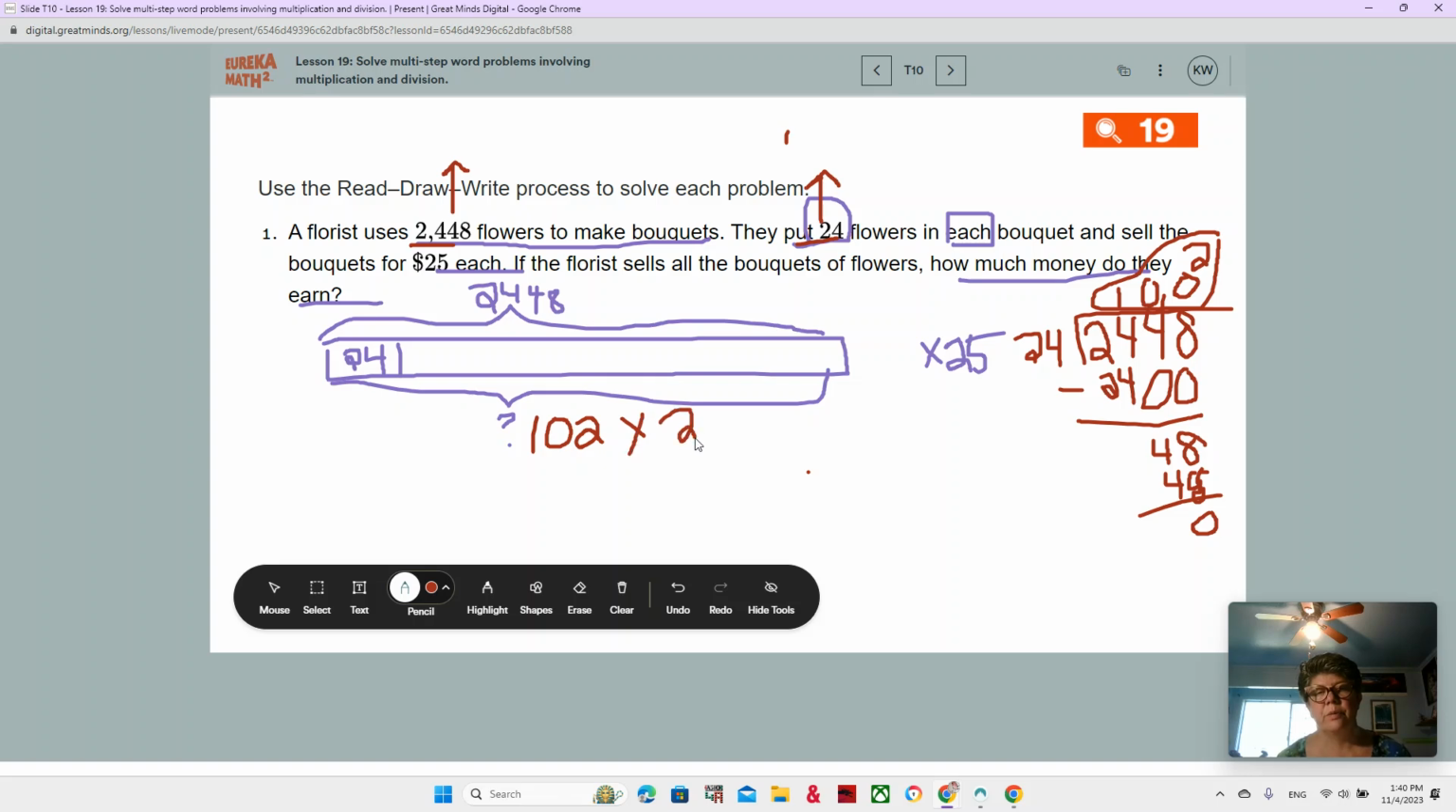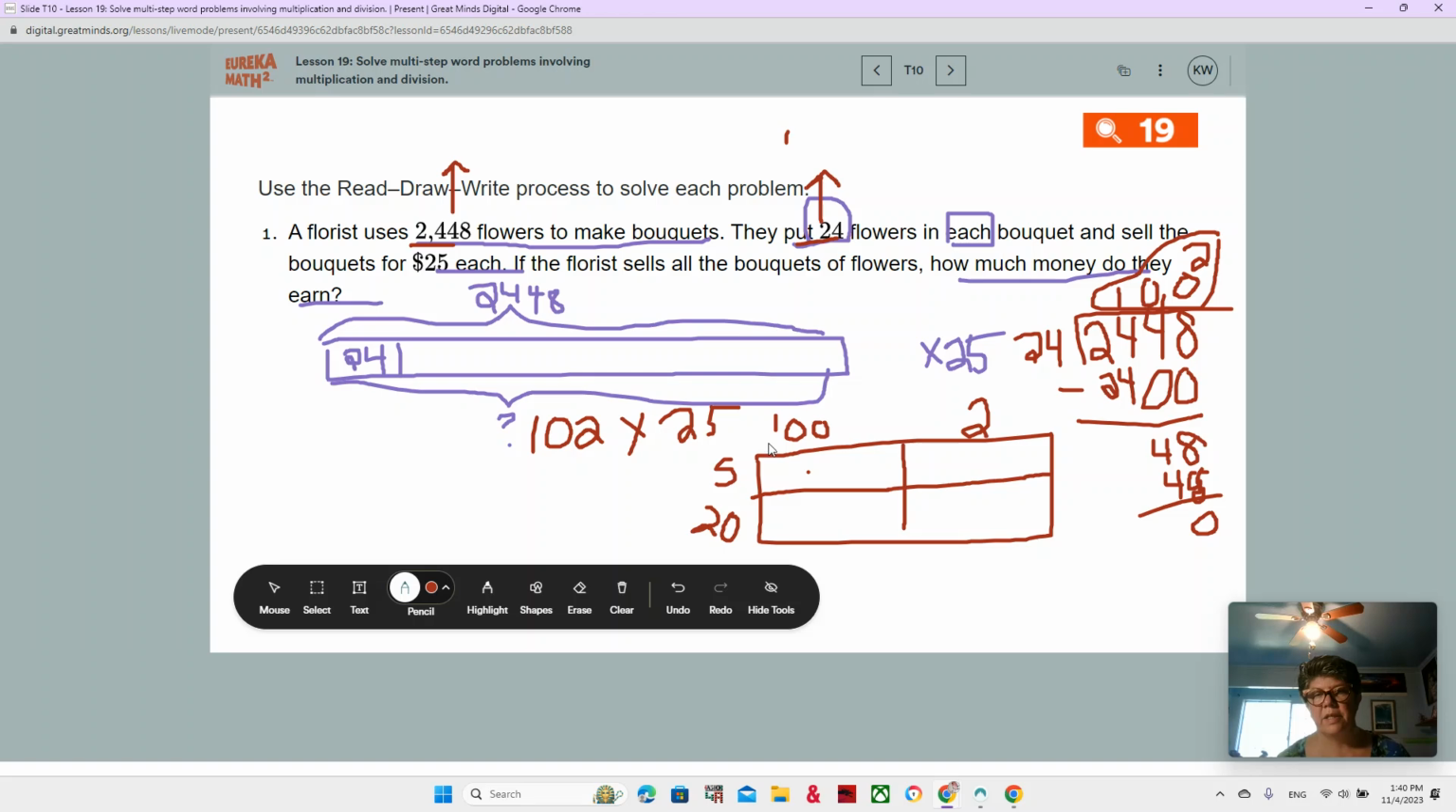So now we have our 102 times 25, right? And let's just use the area model of multiplication so we don't forget how to do that. 100, and I don't have a tens for my 100, so I can just say 102, and then I can say 5 and 20, right? And then I can multiply those together.